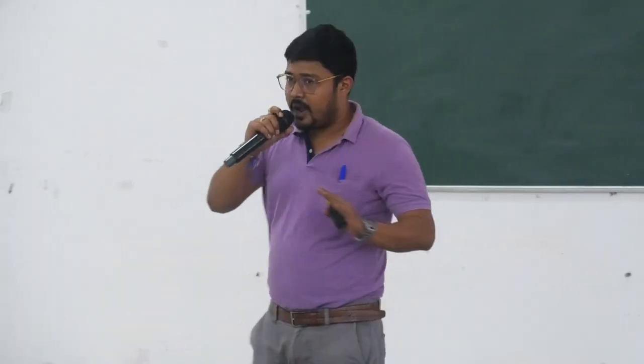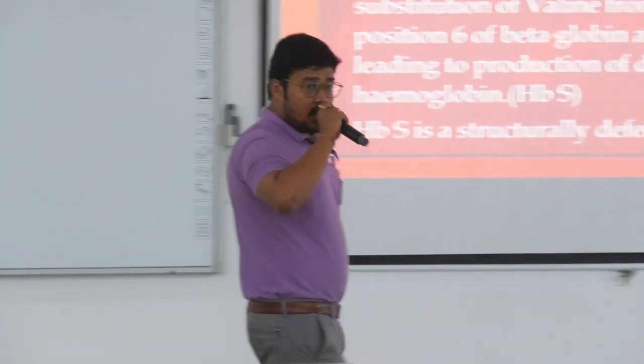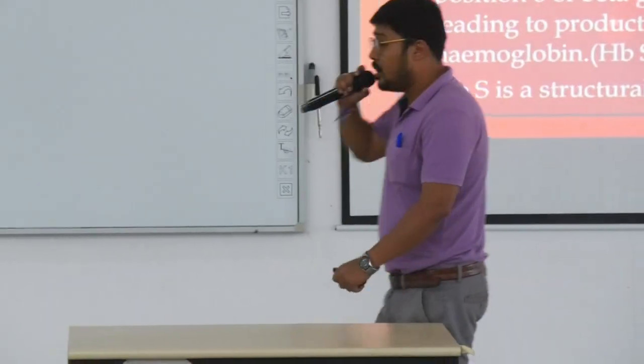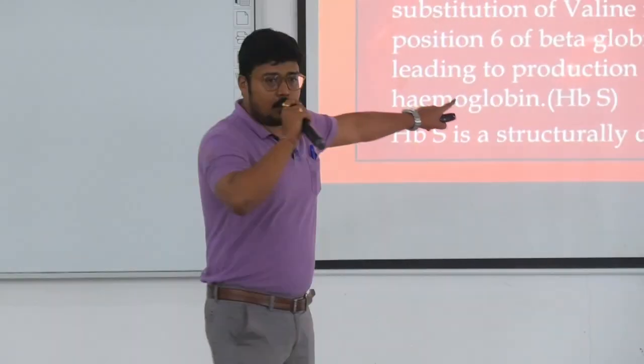So, thus far we have encountered 4 to 5 types of hemoglobin. The most common one, hemoglobin A1, the adult most predominant form of hemoglobin. Hemoglobin A2, another hemoglobin variant. Hemoglobin F, the fetal hemoglobin. And now hemoglobin S, the sickle cell hemoglobin.